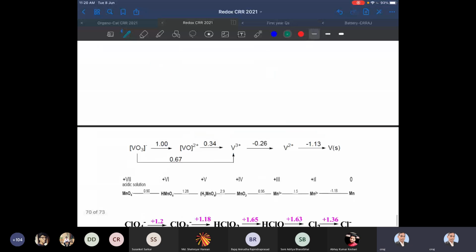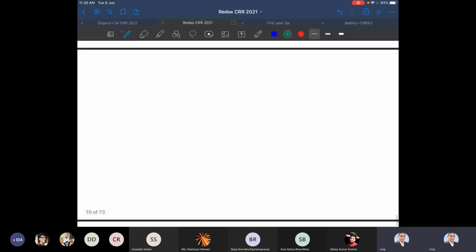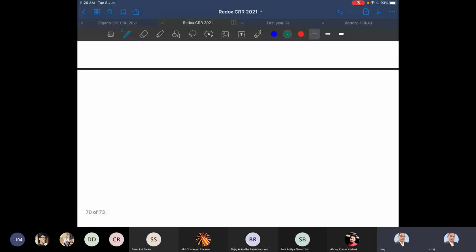I think I have done. I will bring the problem after finishing the battery part. I have 4 or 5 slides of problems there. I will put it there. I will ask you to work them out. Now what I should do is the battery.